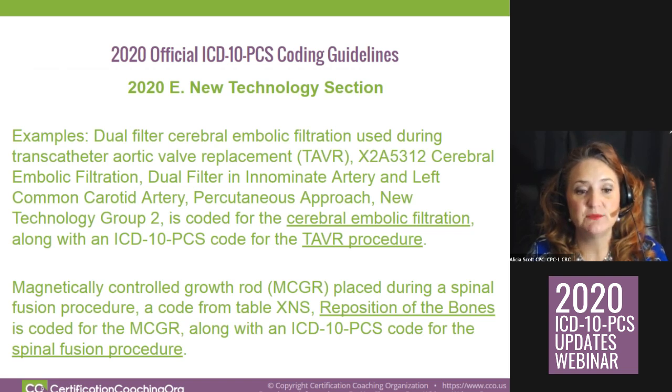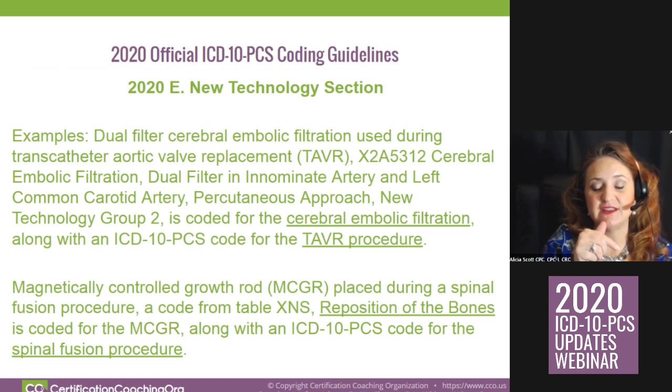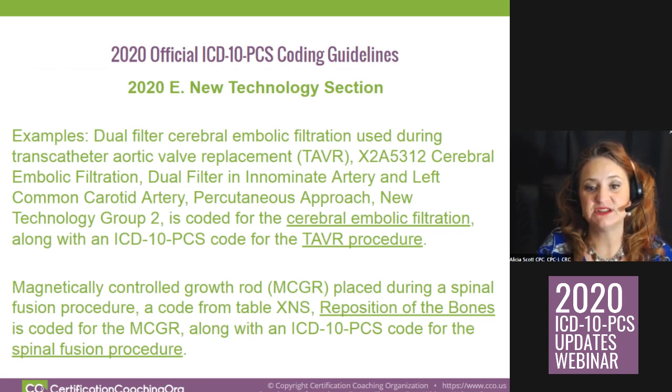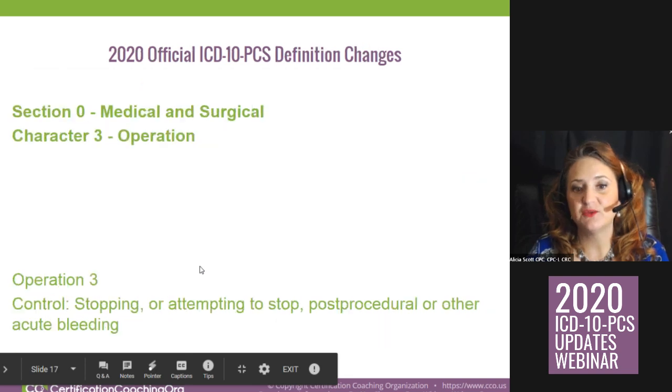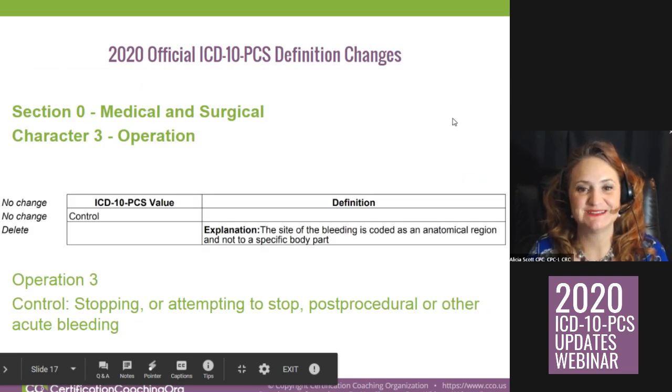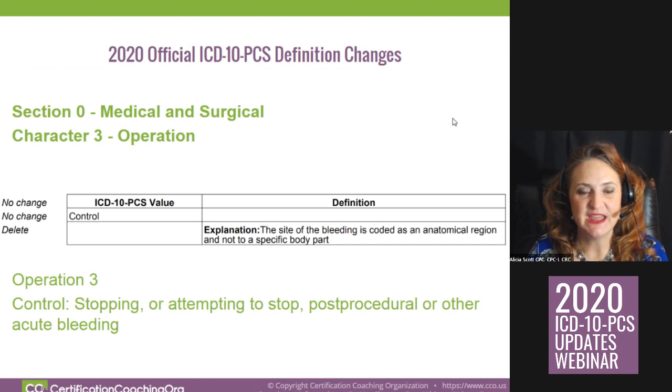Let's see, if you do a magnetically controlled growth rod, the MCGR, placed in a spinal fusion procedure, then you're going to look at the XNS for reposition of bones, and that is the code for the MCGR, and you're going to code it with the spinal fusion procedure. So two really good examples. If you're not familiar with those procedures, go look them up because what they do is very fascinating.